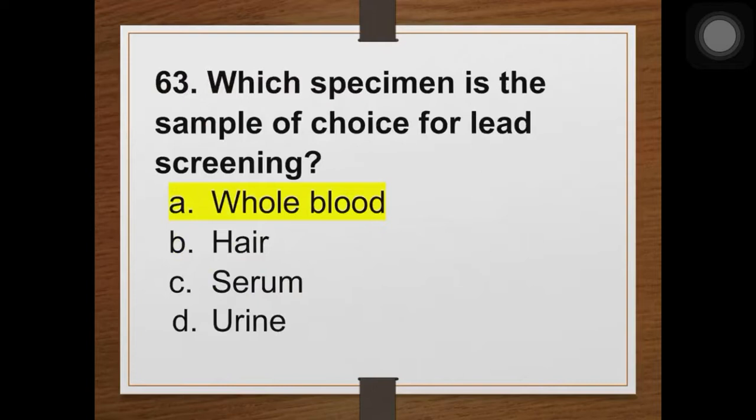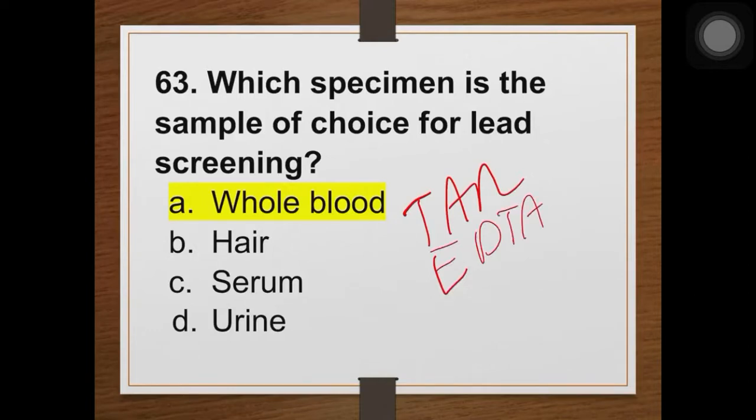Number 63, for lead determination, ano po yung preferred sample of blood? At yung stopper ng tube na gagamitin, TAN. Anong anticoagulant? EDTA. Bakit TAN na stopper ng tube? Kasi ito po yung tube na may pinakakonting lead. So RBC naman po, ano po yung hinahanap natin indicative of lead poisoning? Basophilic stippling. To be specific, mga coarse basophilic stippling.